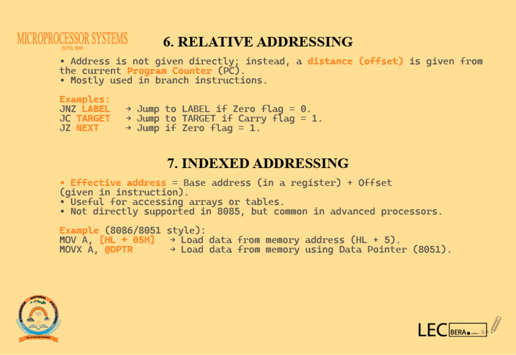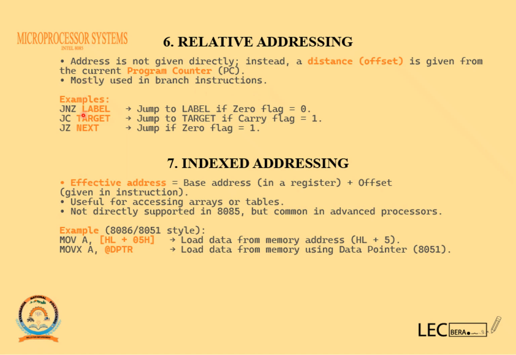The other type of addressing mode we have is relative addressing. The address is not given directly. Instead, a distance, that is an offset, is given from the current program counter. It is mostly used in branch instructions. You also see this one and also the last addressing type, that is absolute addressing. They are almost similar, but in this one again we are not giving the address of the operand, but instead we are going to give an offset from what we are working on currently.